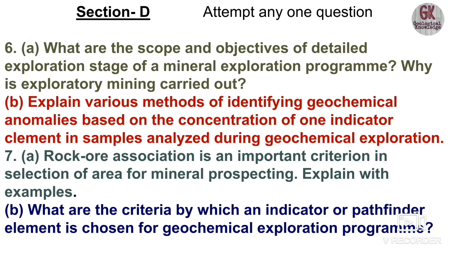7B is explain what are the criteria by which an indicator or pathfinder element is chosen for a geochemical exploration program. So you have to write down about the criteria which are generally used for the indicator or pathfinder elements for the geochemical exploration program. Okay.